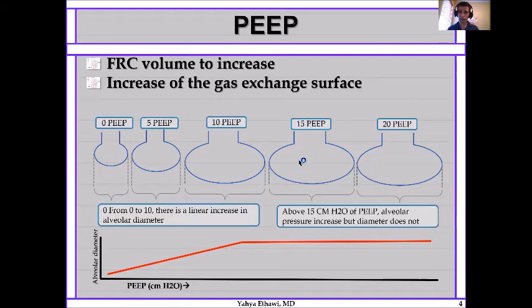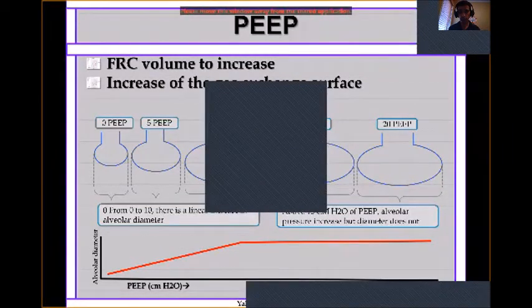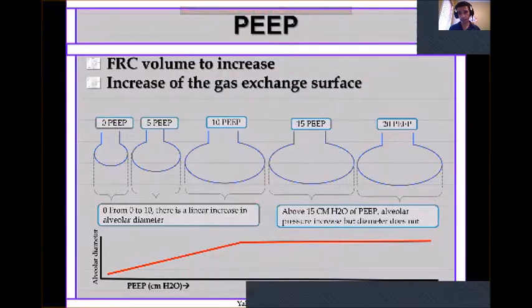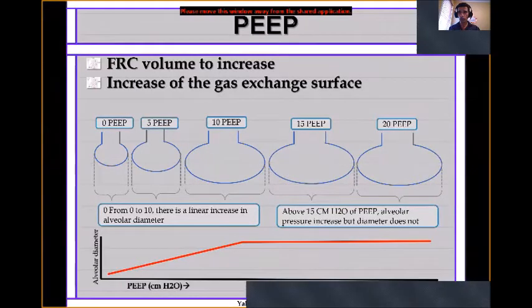While the volutrauma is exactly when you have a balloon and then you inflate it to a point where... FRC is functional residual capacity. So the volutrauma is when you increase the alveoli to a point that causes distensibility, redundancy. And then when you deflate, it won't go back to its normal position. It's like a new balloon. You inflate it, it will never go back to its original size. That's what we call volutrauma.